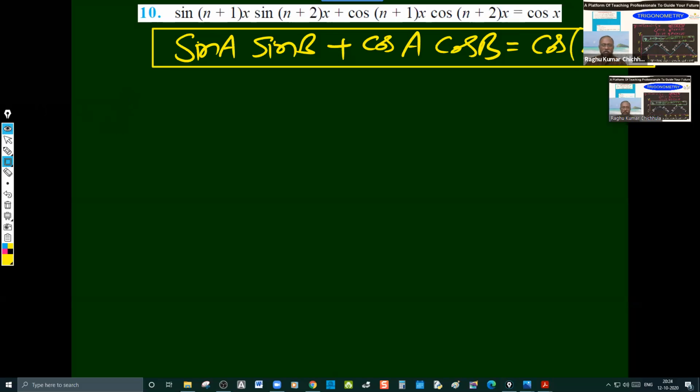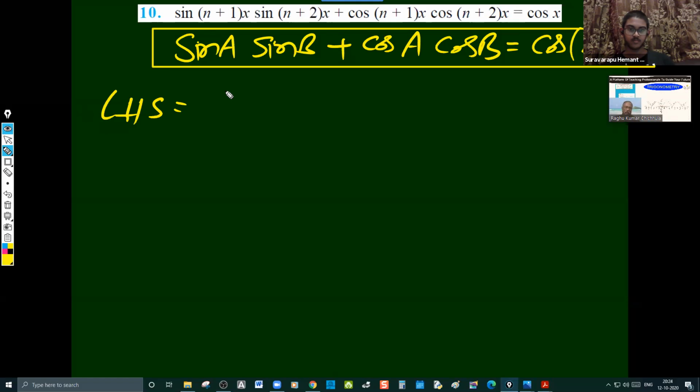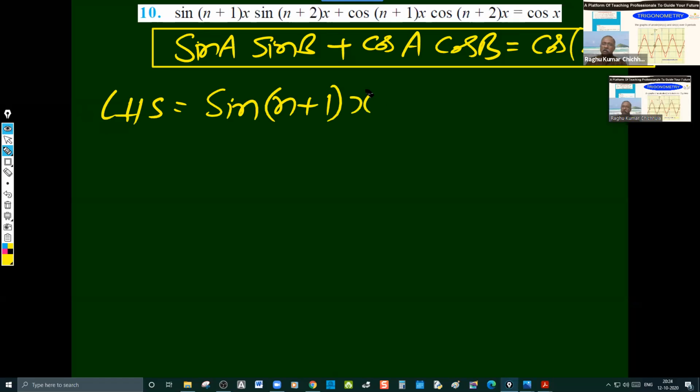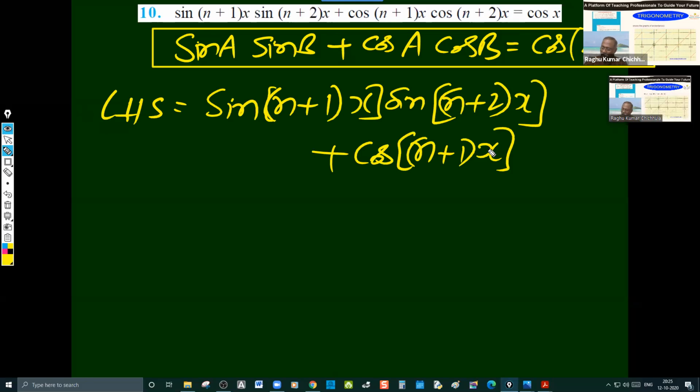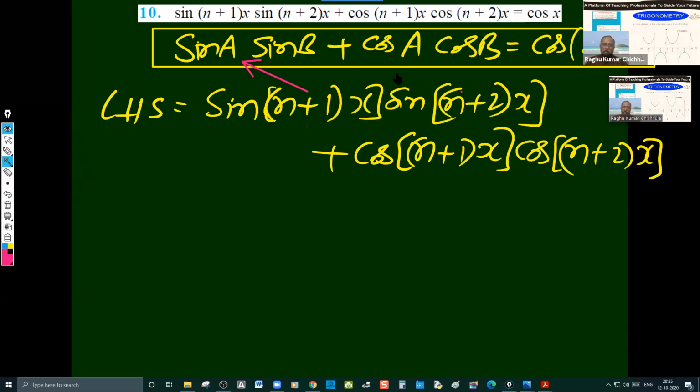Now, what is there in place of A and what is there in place of B? Just you have to locate that, and you can straight away write that sine of n plus 1 x into sine of n plus 2 x plus cos of n plus 1 x into cos of n plus 2 x. Just compare A and B there. This is A and this is B. Now, this is to be written here and this is to be written here.